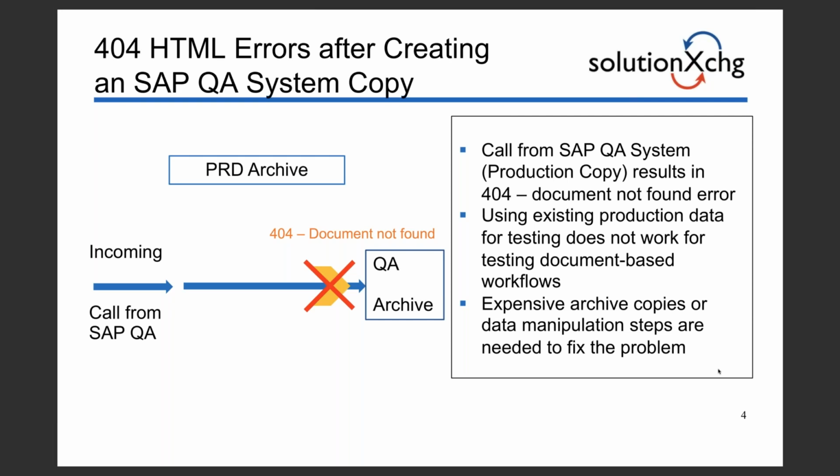So we have a number of clients that asked us for a solution for this problem, and some of them we're working with right now went ahead and implemented the ACC and similar functionality, and they're really happy with the results. Because all of a sudden, once you call any of the documents that are in your QA system as a production copy, these documents can be found and will not result in an error, as it previously happened without the use of the ACC.